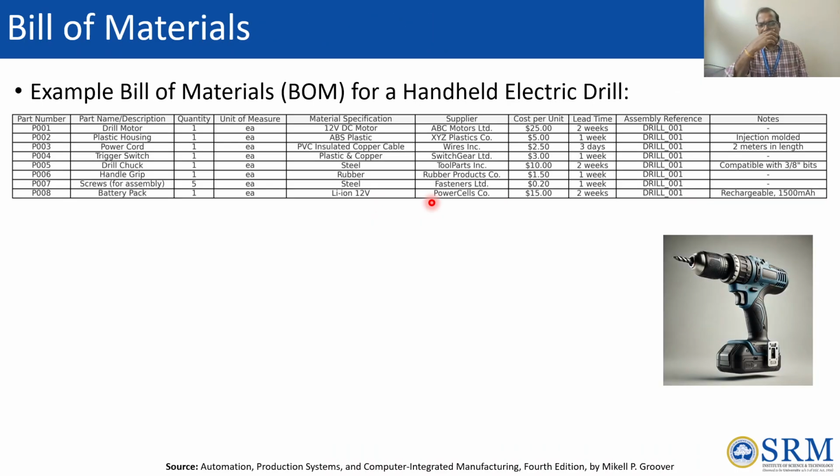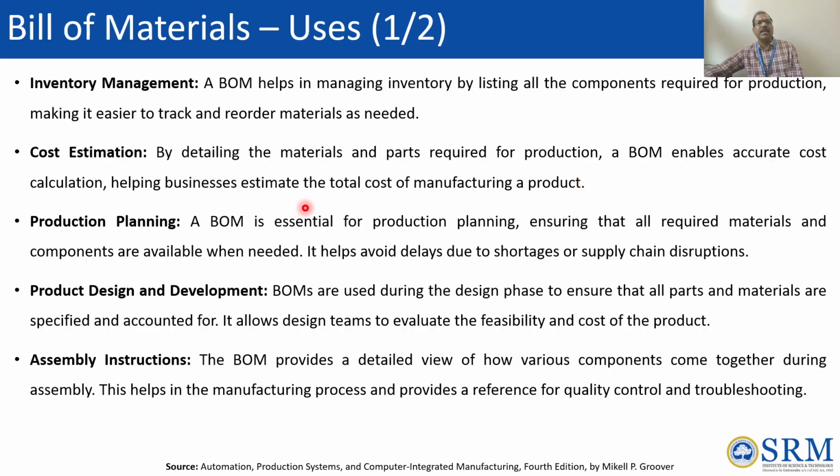As explained in the previous table, each and every part or product component's price is given, along with the delivery time, and with that we can do the cost estimation and the production planning. A bill of material is essential for production planning, ensuring that all required materials and components are available when needed. For production planning, dates and scheduled dates are needed. In the previous example table, it is given whether it is within 3 days, within 1 day, or 2 weeks.